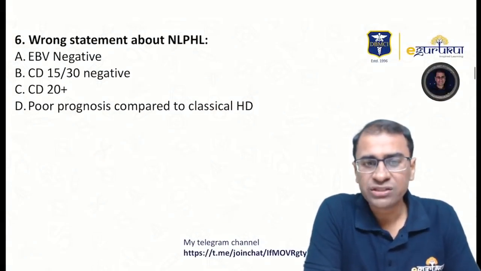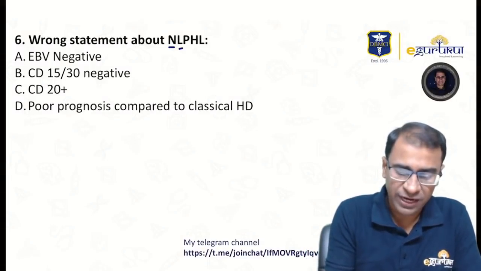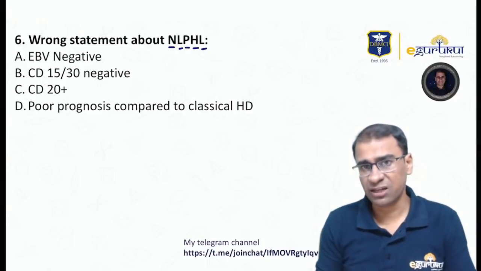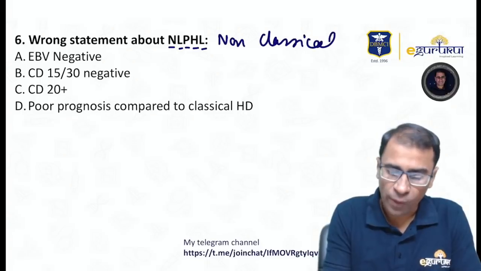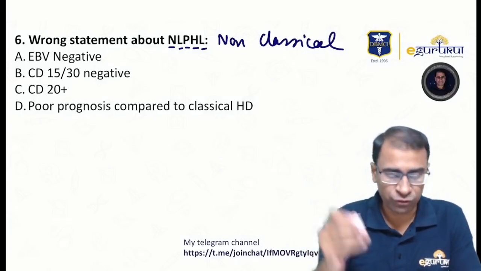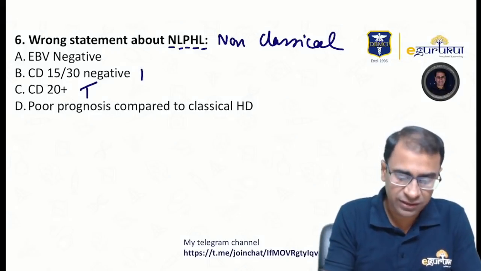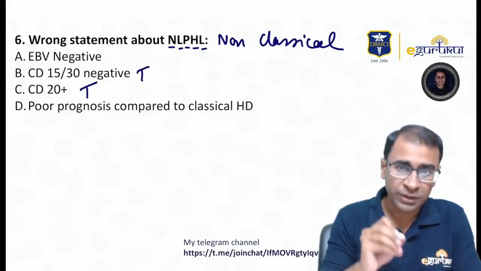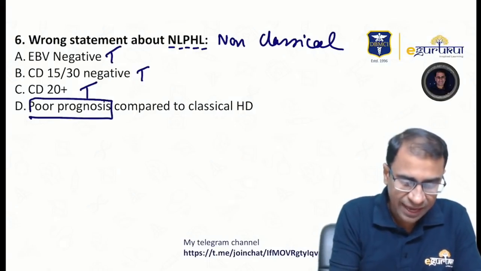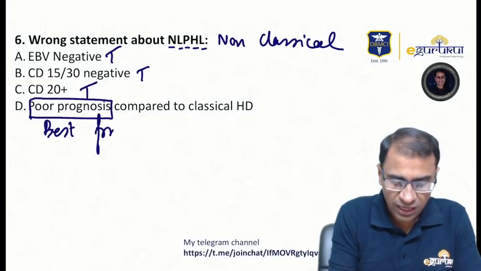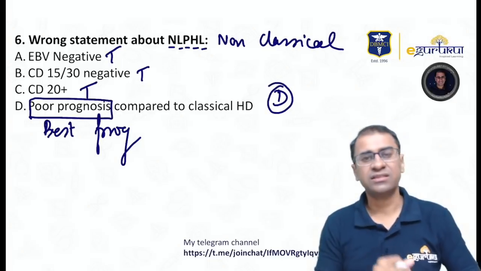Okay. Wrong statement about NLPHL. So what is NLPHL, guys? It is nodular lymphocyte predominant Hodgkin lymphoma. Is it classical or non-classical? Remember, it is non-classical Hodgkin lymphoma. So when I say non-classical, you already know the few facts. It should be CD20 positive. Yes. CD15, CD30 negative. Yes. They should be Epstein-Barr virus negative. Yes. And I told you this has the best prognosis in comparison to any Hodgkin's lymphoma. So correct answer is D.